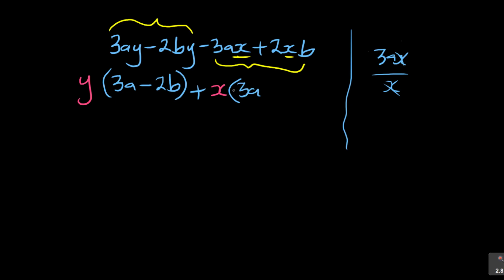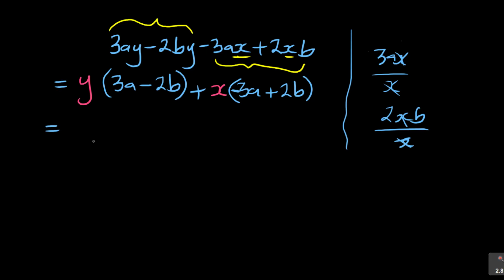But look, it's minus 3a. Be careful, be careful, be careful. There is that negative. Don't say 3a, you get it wrong. It's minus 3a. Plus, then 2xb divided by x. You cancel out, 2b is remaining. See that? That's how you factorize, guys.